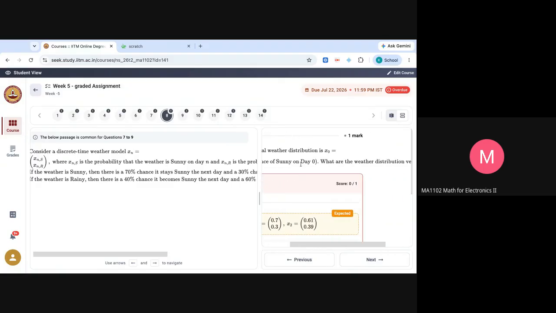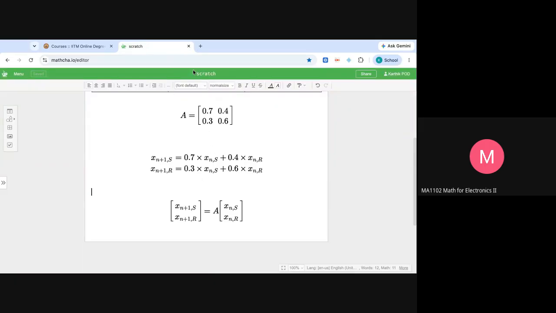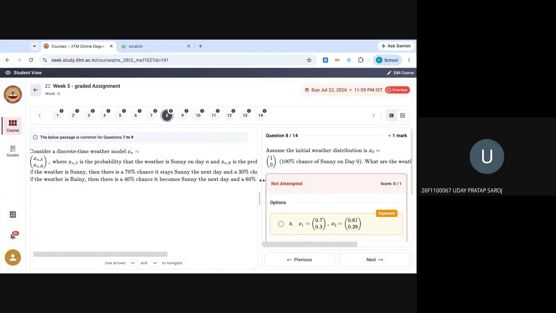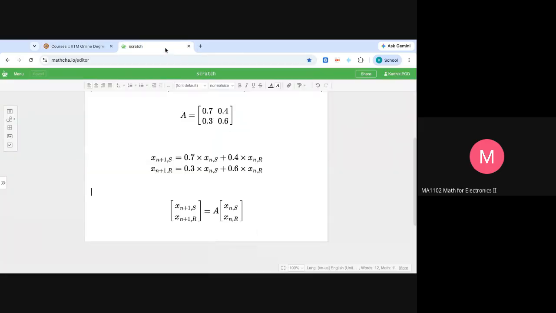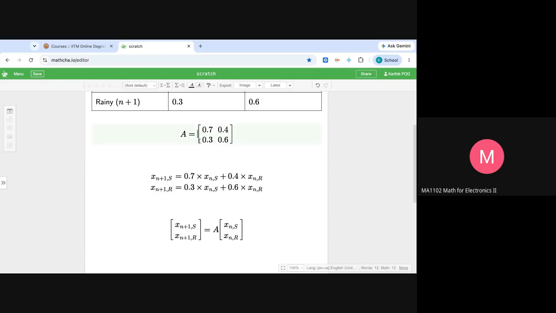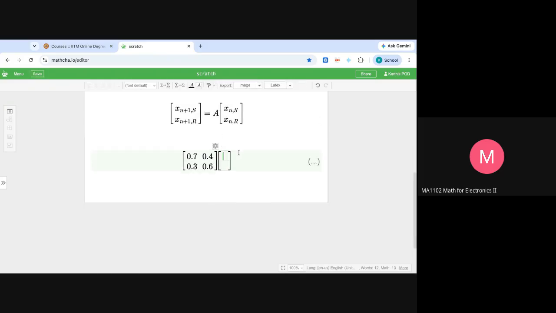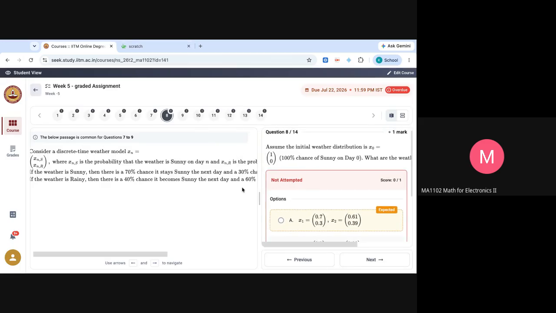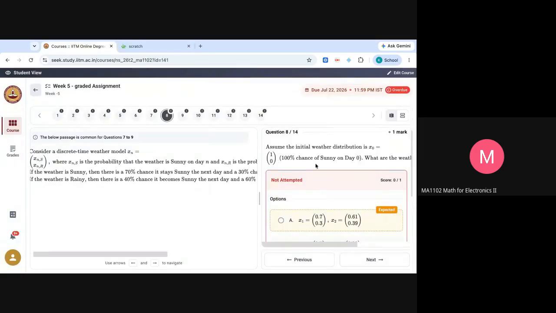So 0.7, 0.3, and then maybe if you can just work out as well. So this is x naught. Let me take this matrix. So x1 is what we need, right? So x naught we have. What do they say? X naught is 1 0. Okay, 1 0. So if you multiply, you get x1 comma s, x1 comma r, right?